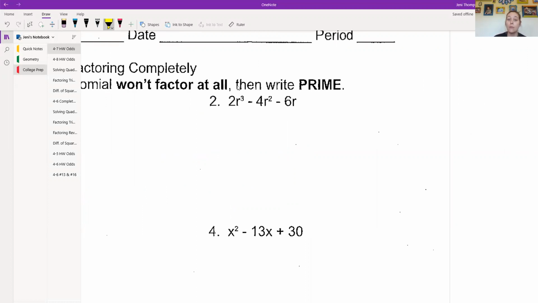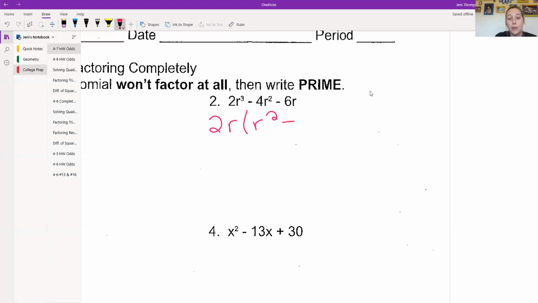We can take a 2 out, but each of these terms can also be divided by our variable r. Let's see what happens when we take a 2r out of this trinomial. So here we go. 2r. Okay, when we divide our first term by 2r, that leaves us with r squared. 2 divided by 2 is 1, and r cubed divided by r is r squared.